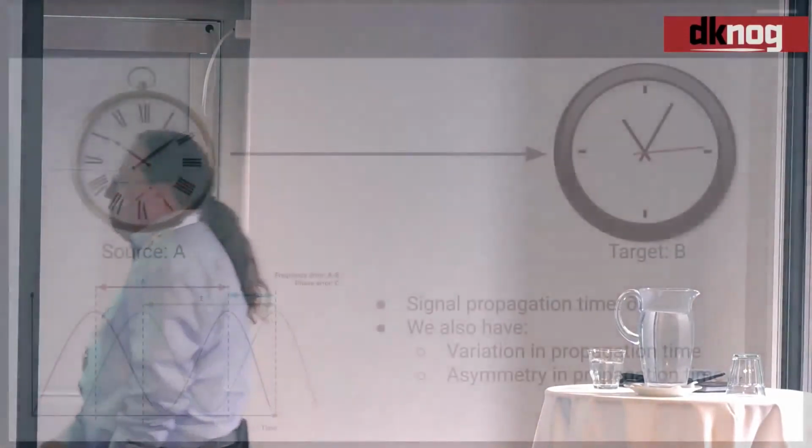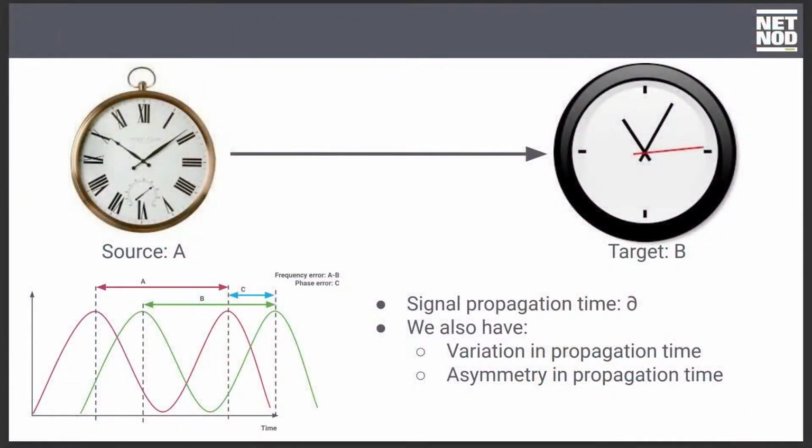But then, because of temperature and other things, you might have variation in propagation time, even in fiber, over long distances. Many of you who work with fibers know that much better than me. Another thing you might have is asymmetry in the propagation time, that it takes a different amount of time for the signal to go in one direction than the other.